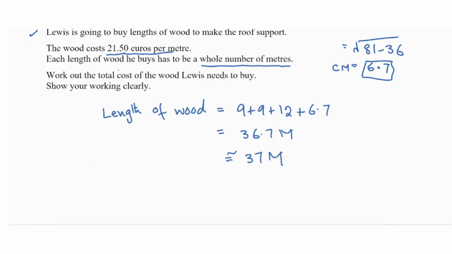And the wood costs 21.50 euros per meter. So we're going to simply multiply 37 times 21.50, use your calculator, and that gives us 795.50. That is our final answer.